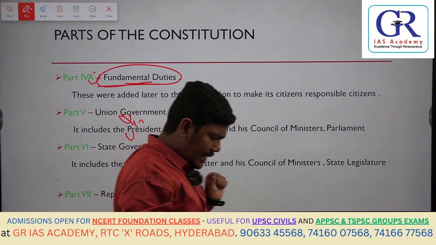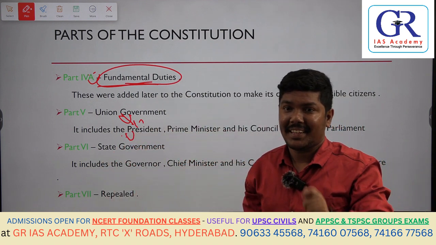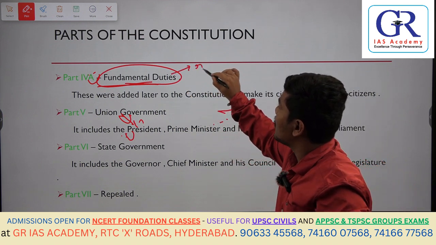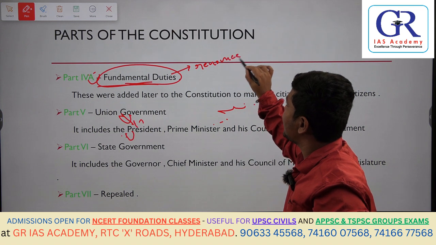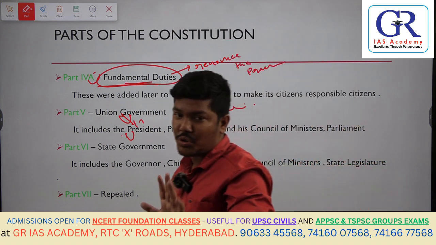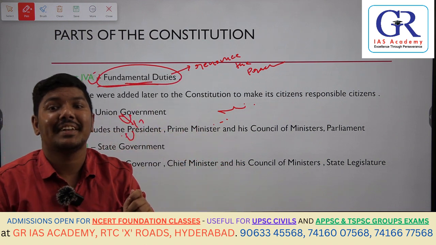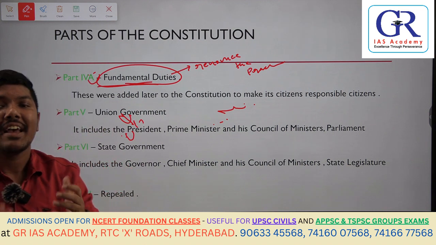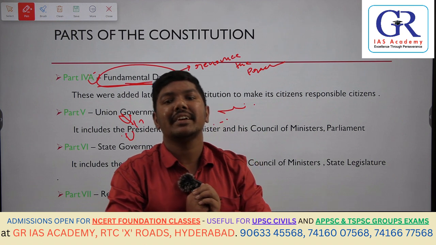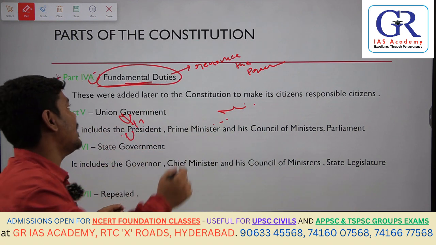These are the duties that every citizen has to follow. For example, you should renounce practices which are derogatory to the dignity of women. You should not do any such practices that compromise the dignity of women. That is one of the fundamental duties. We have to develop scientific temper. We have to show compassion towards living creatures like animals. These are all our fundamental duties. How many fundamental duties are there?